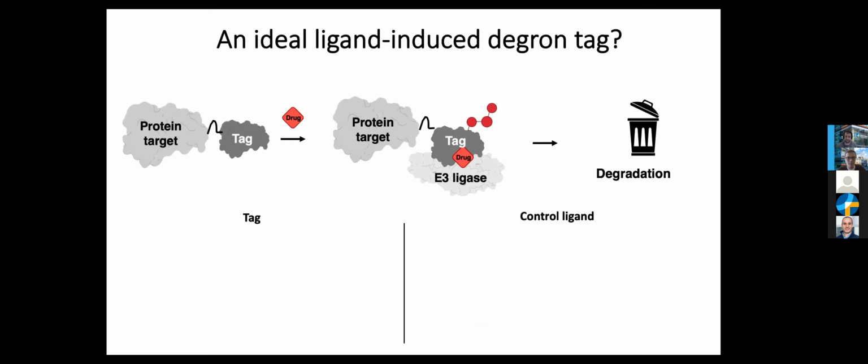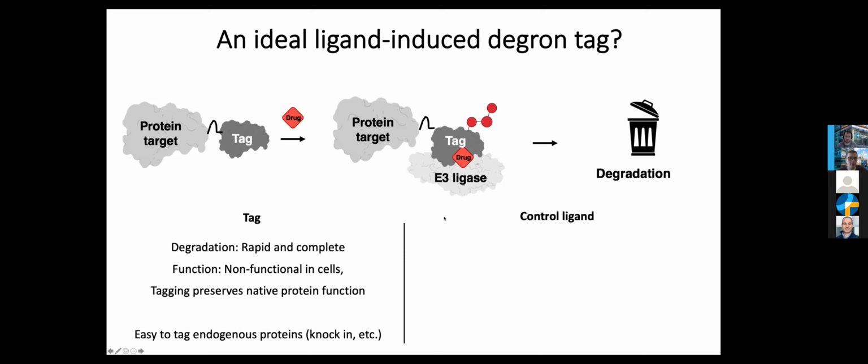But secondly, we wanted to effectively take a step back and assess all the different platforms that are out there, which is part of the reason for this workshop. And then another question came up: what would be an ideal Degron inducing tag? So what would we like to have?